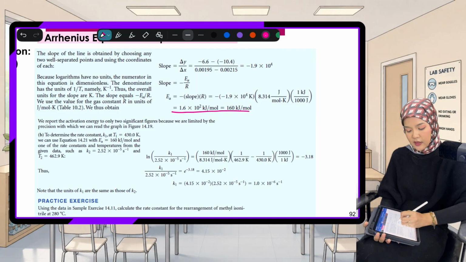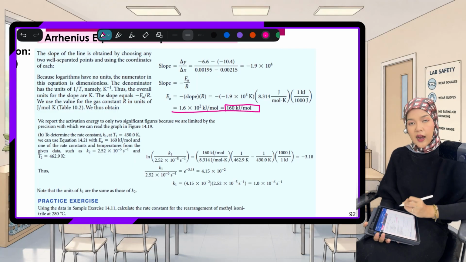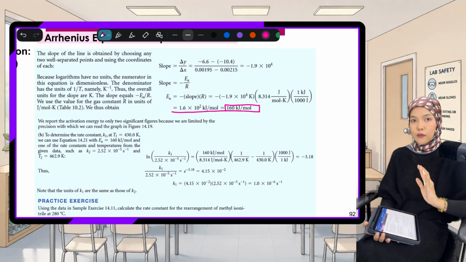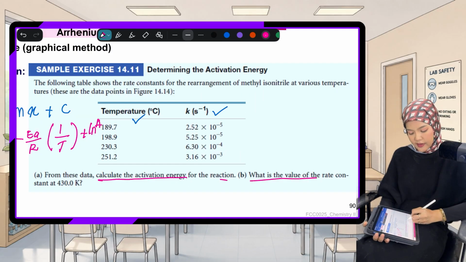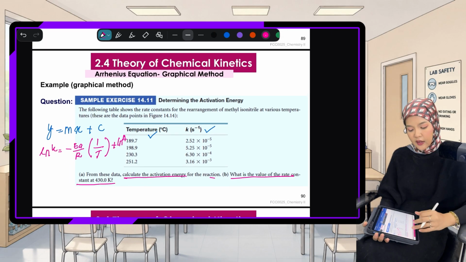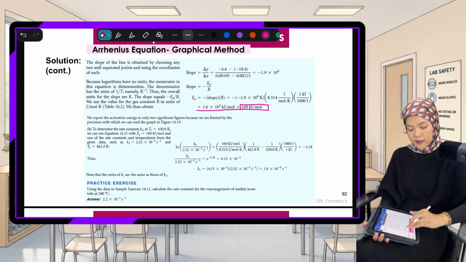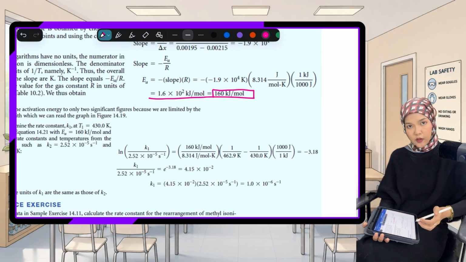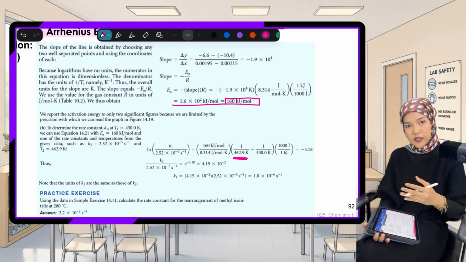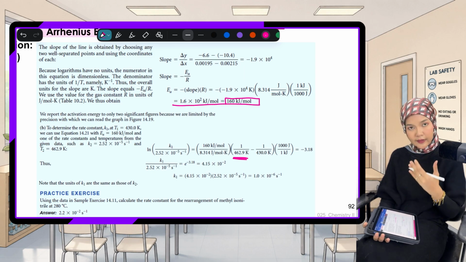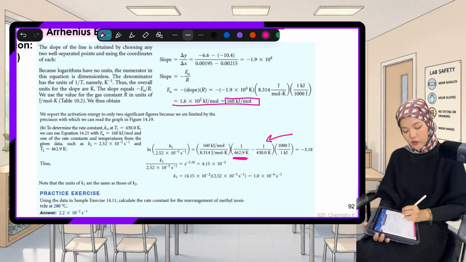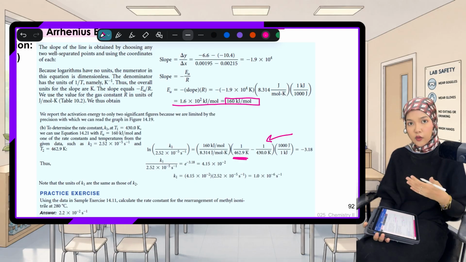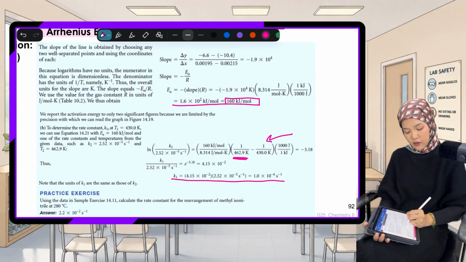In this case, the activation energy is 160 kilojoule per mole. The second question is what is the value of the rate constant at 430 Kelvin. Here, you know the rate constant and the activation energy, so we can pick any point in the data and plug it into the Arrhenius equation. So we get k1.